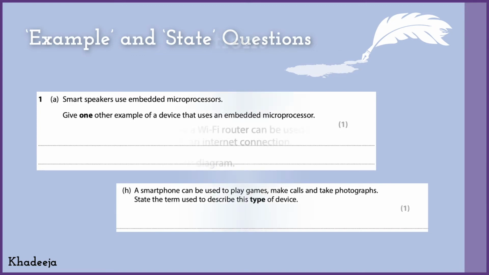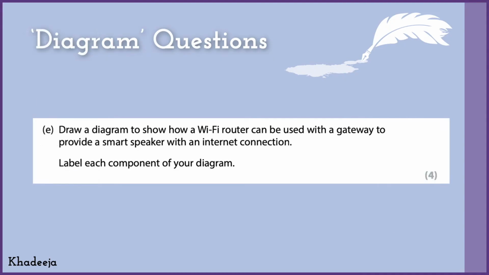Okay, moving on. Some more types of questions in paper 1 are diagram questions. Now, diagram questions you have to be very particular and careful about. As you can see here, draw a diagram to show how a Wi-Fi router can be used with a gateway to provide a smart speaker with an internet connection. Label each component of your diagram. So of course you are required to draw a diagram which has labels on it.